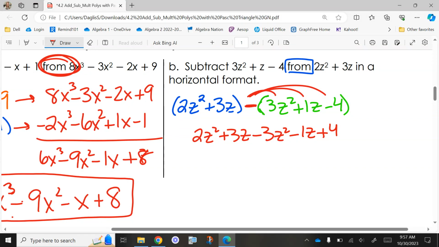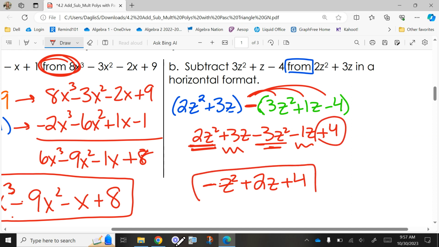Just like above, we can combine like terms. 2z squared minus 3z squared gives me negative 1z squared, so negative z squared. 3z minus 1z gives me a positive 2z. And then we had just a plus 4 on the end. Like that.